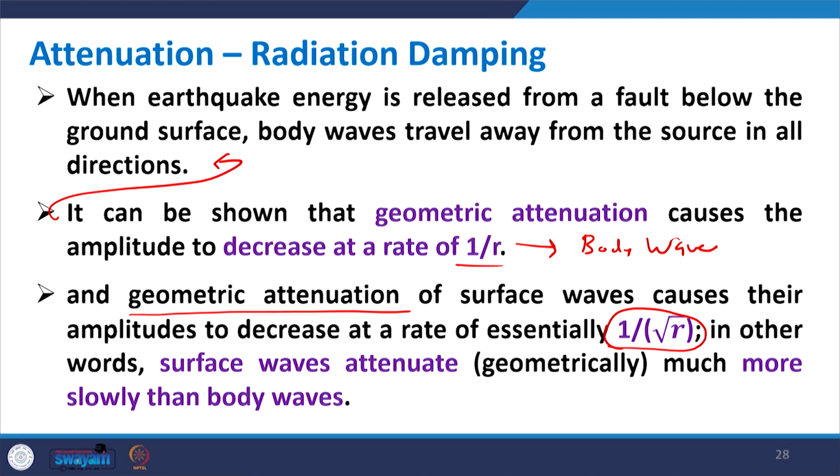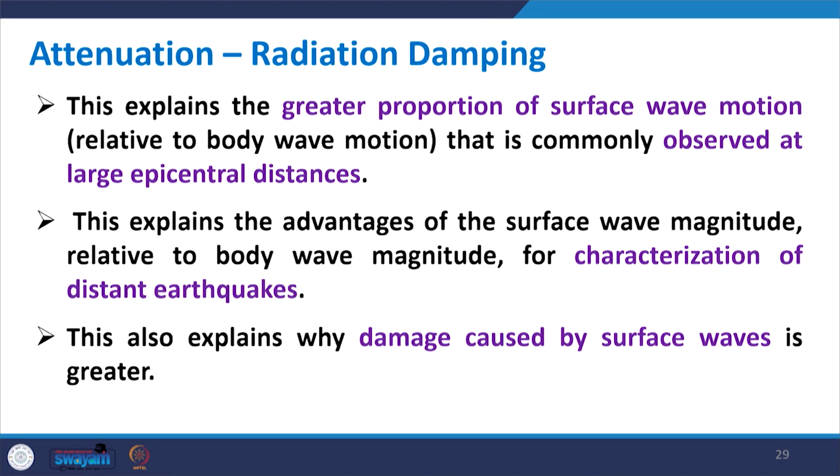So, as a result, when you go away from the epicenter, let us say an earthquake has come in the Himalaya near Badrinath. When the waves travel from here to Roorkee, first the P wave will come, then you will get the S wave, then you will get the Rayleigh wave or surface wave. So, the body waves attenuate fast and the signal of the body wave coming here will be very diminished. But surface waves attenuate at a slower rate, so their amplitude is more at some distance away from the epicenter. So this explains the greater proportion of surface wave motion that is commonly observed at large epicentral distance.